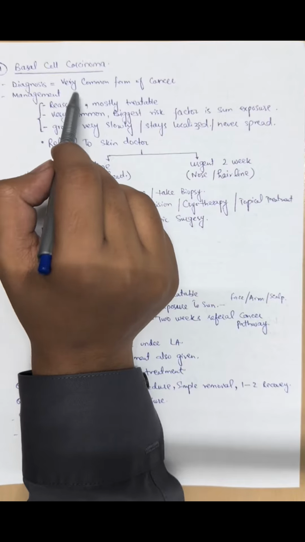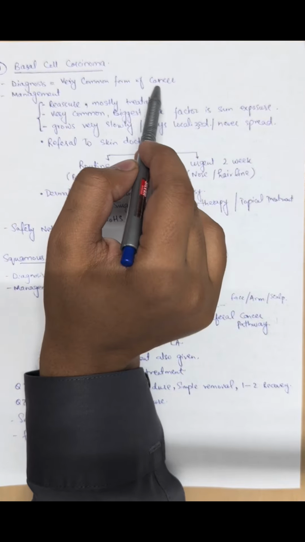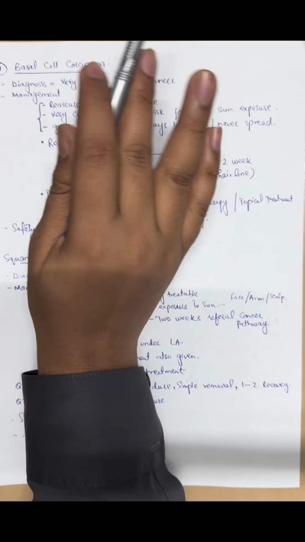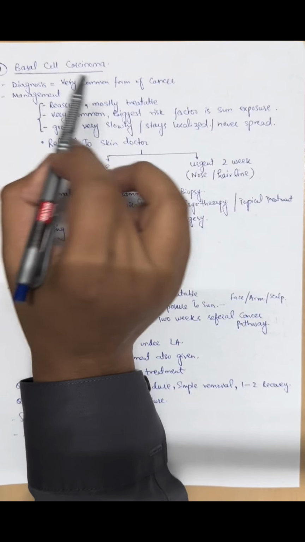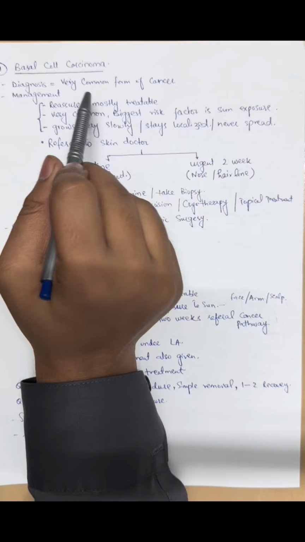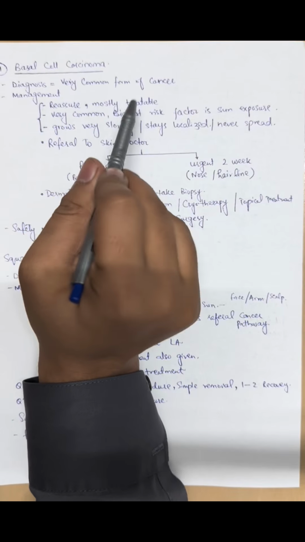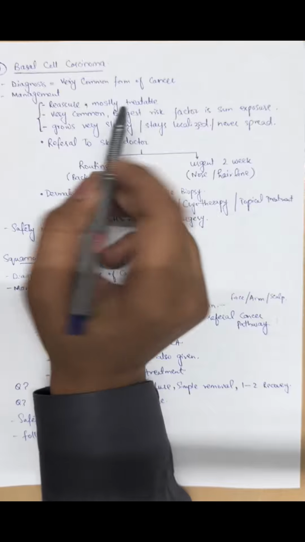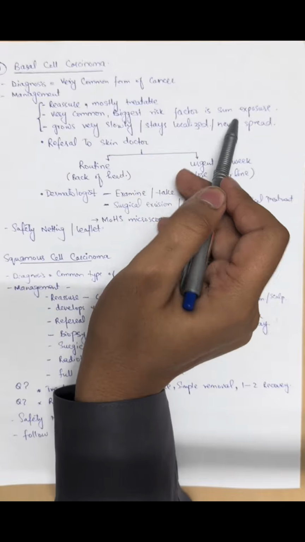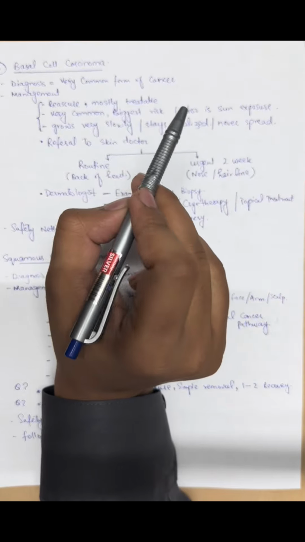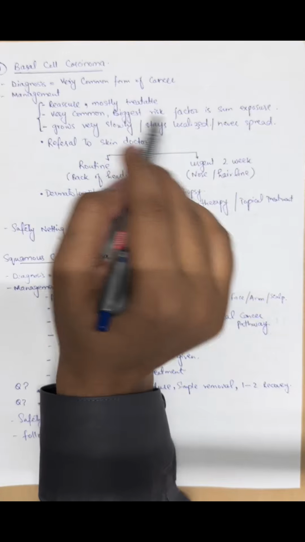Then in terms of management, when the patient comes to know that it's a cancer, they get nervous. So you have to reassure them, tell them not to worry, it's a common condition, it's mostly treatable. The biggest risk factor is sun exposure. Tell them that it grows very slowly, it stays localized, and doesn't spread.